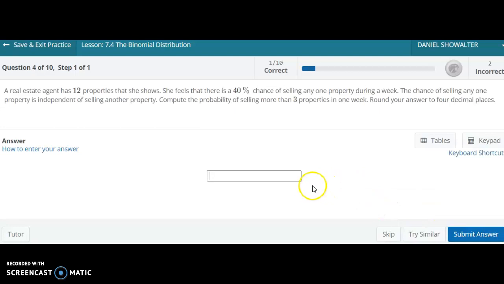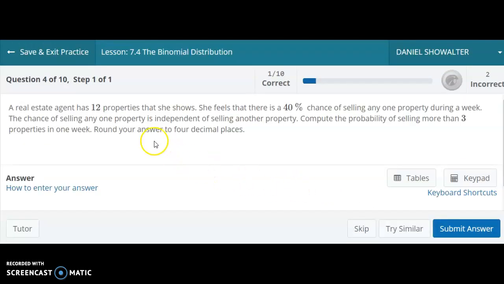Now, the next question. In this case, we have 12 properties. There's a 40% chance of selling any one. So far, this is a very similar problem as before. And we have independent selling, which we assumed in the last one also. Here's where it gets different. Compute the probability of selling more than 3 properties. So we want to know the chance of selling 4 properties, plus the chance of selling 5 properties, plus the chance of selling 6 properties, and so on, all the way to 12 properties.